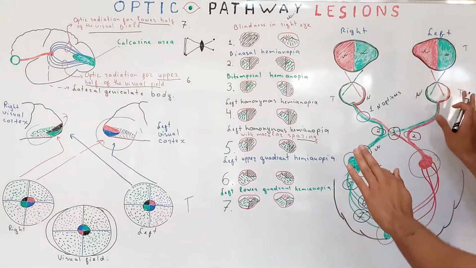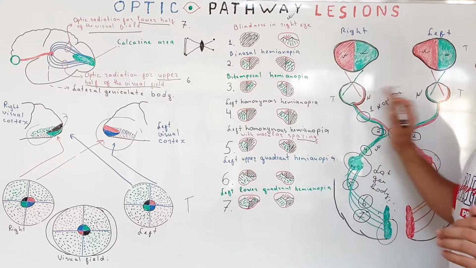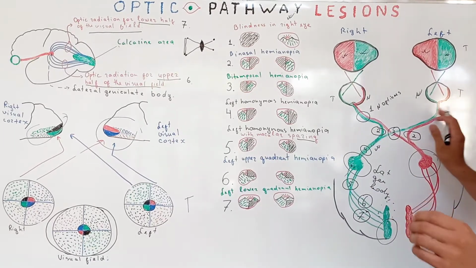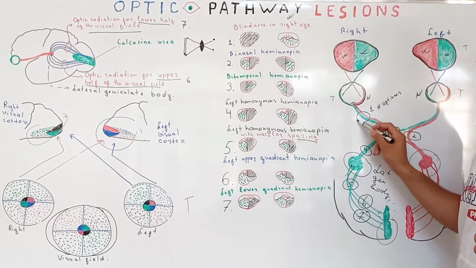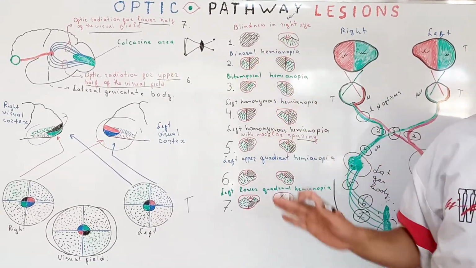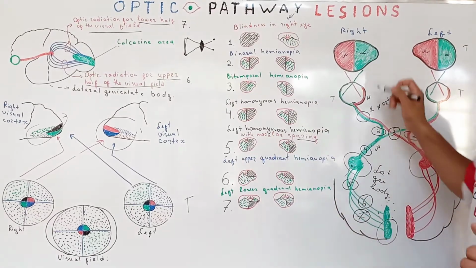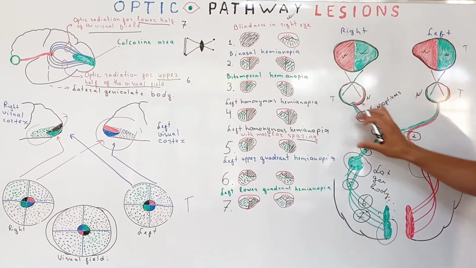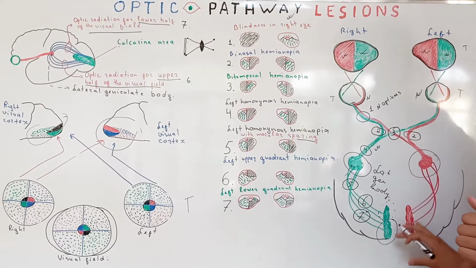According to this illustration, that's the right eye and that's the left eye. When the lesion takes place at the right optic nerve, the right vision can be lost, because none of this view can be conducted to the hemispheres.